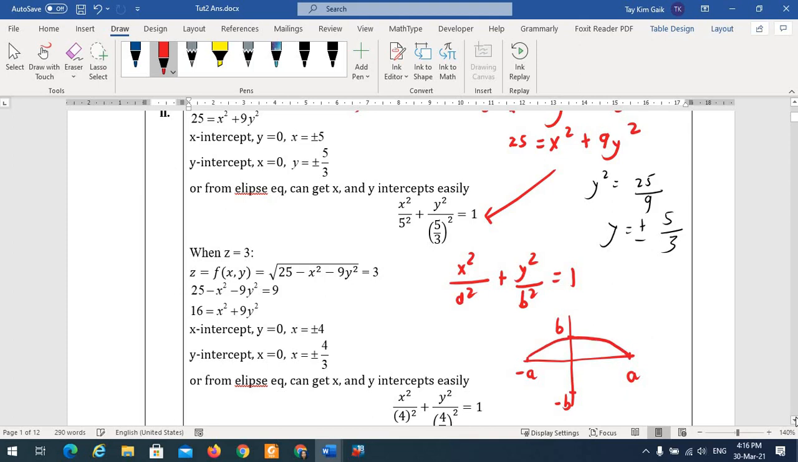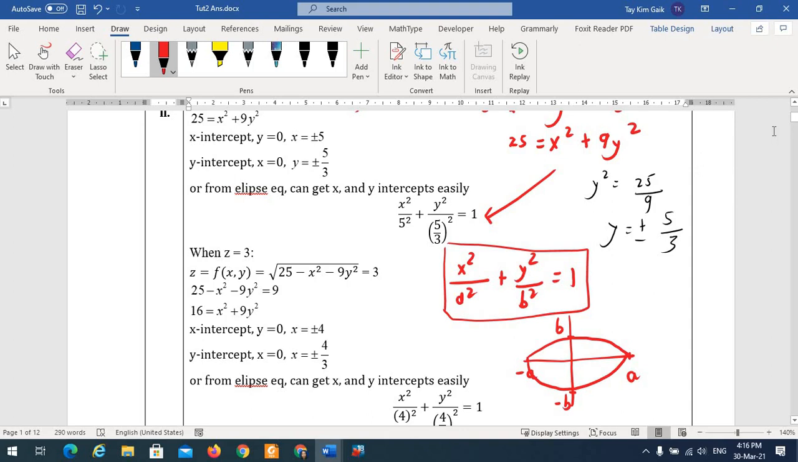I'm sorry, mine does not look like an ellipse, but this is how we determine the intercepts of an ellipse quickly. X squared over a squared: the x-intercept will be negative a to positive a. Y-intercept will be from negative b to positive b.